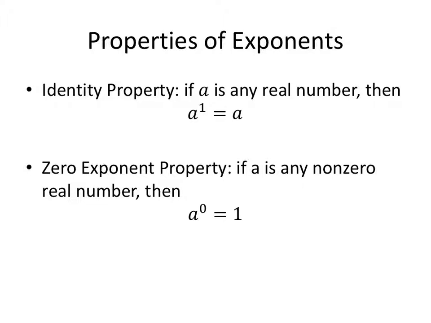A couple more properties of exponents. The identity property. If A is any real number, A to the first power is always A itself, right? If I have A and I multiply it by itself one time, that's weird, so it's A. Zero exponent property, if A is any non-zero real number, then A to the 0 equals 1. I say this as anything to the 0 power is 1, except possibly 0 itself. If you want to know what 0 to the 0 power is, take calculus. Great little property there.